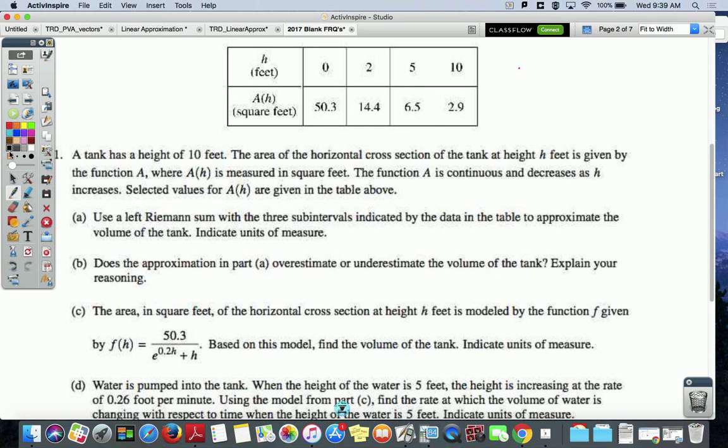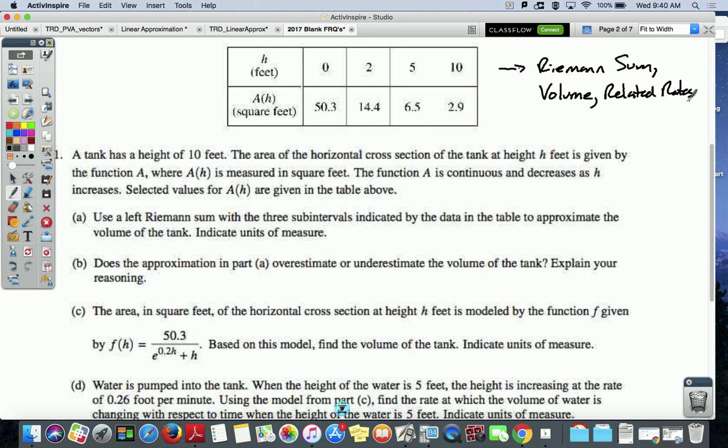So this first question has a table of values given. And what usually this means is this is an indication that at some point during the problem you'll be asked to calculate a Riemann sum of some sort. But that really gets you through the first part of the question. Then it pulls out a volume question, as an area and volume, and then it finishes with a related rate. So a lot of diversity in this problem.